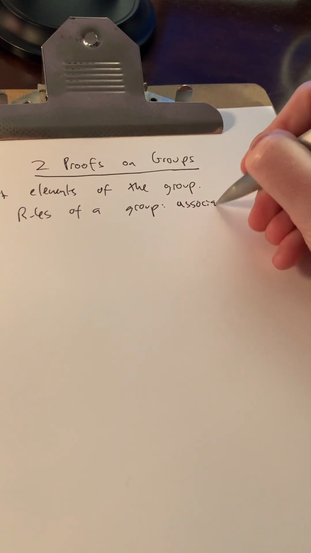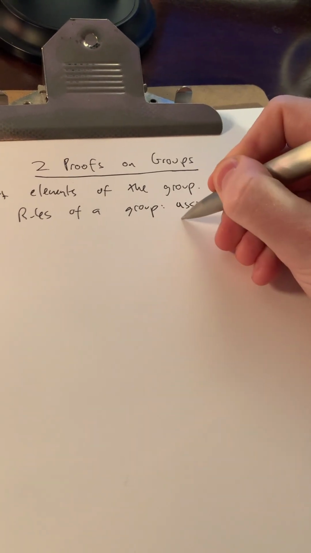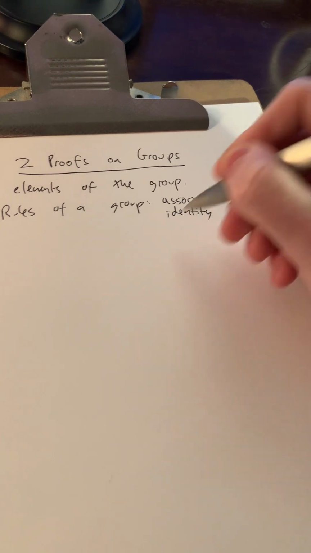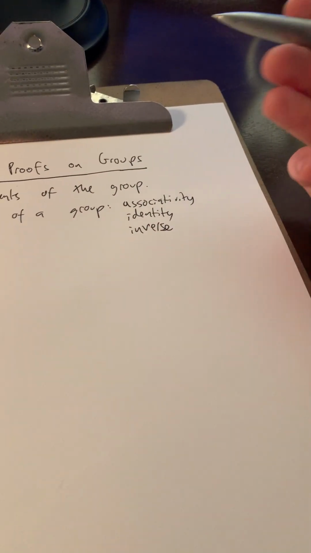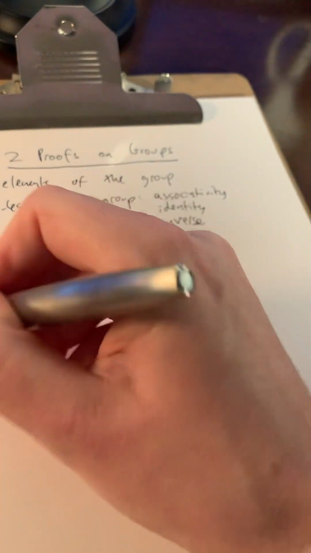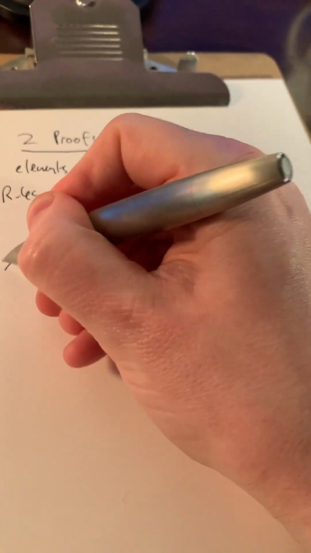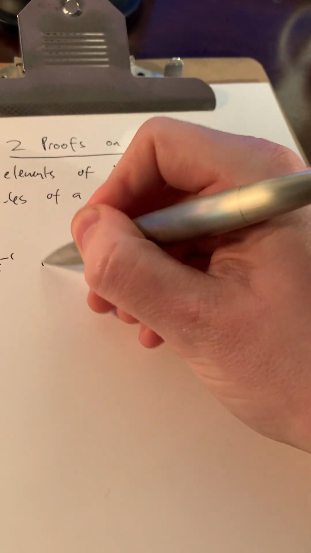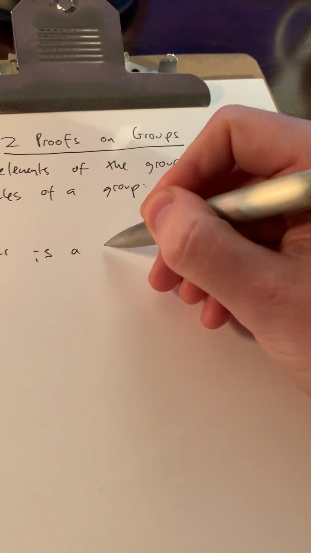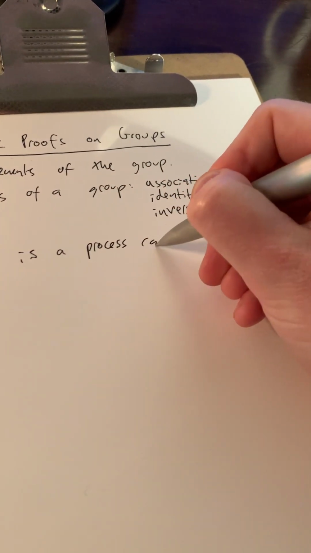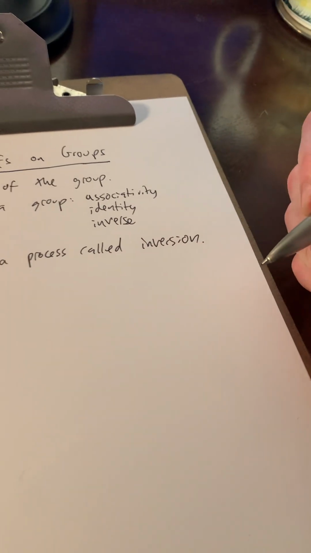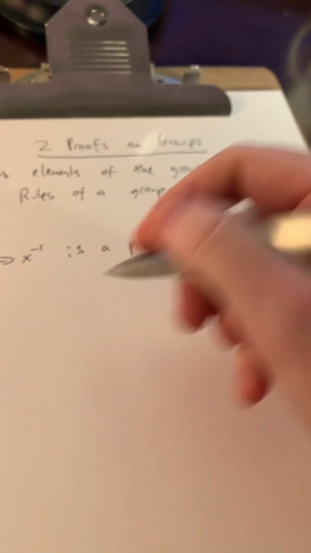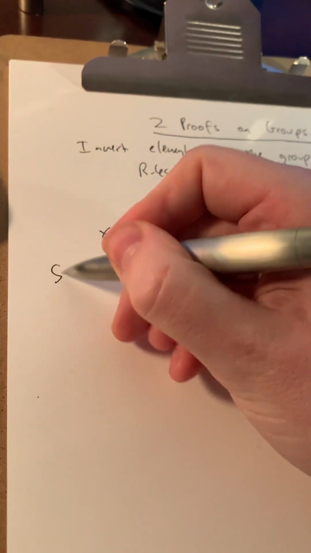associativity, identity, and inverse, that we can always invert actual elements through a process called inversion. So the proof relies on this supposition.